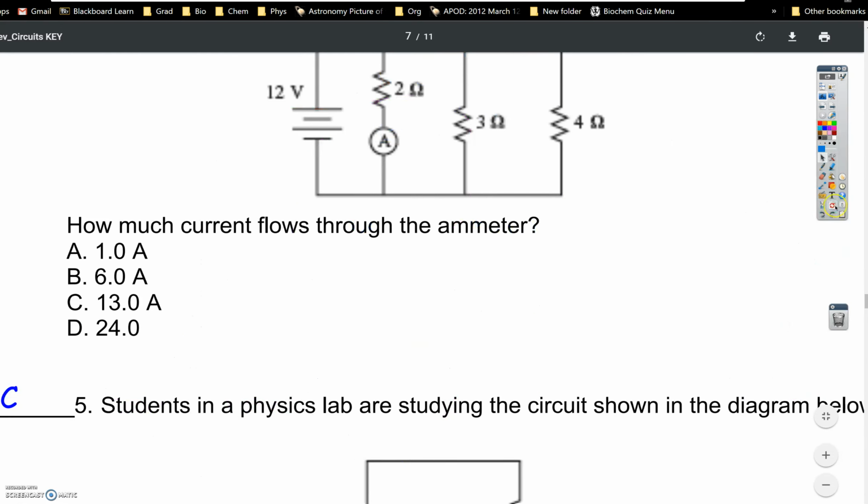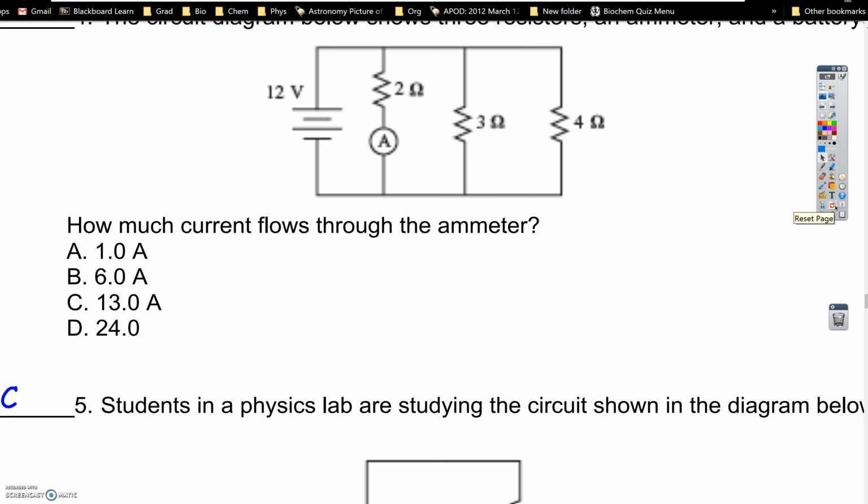Now for your next problem, suppose you have a circuit diagram below with 3 resistors, an ammeter, which if you know, A means that it's current, with a battery, and the battery is 12 volts. Right off the bat, I see branch points, so I know that this is a parallel circuit. That means voltage is the same all throughout, so I can already label this. Voltage is going to be the same through each branch.